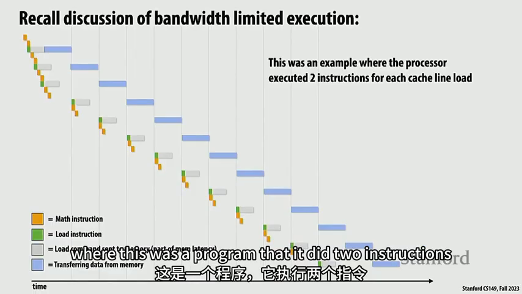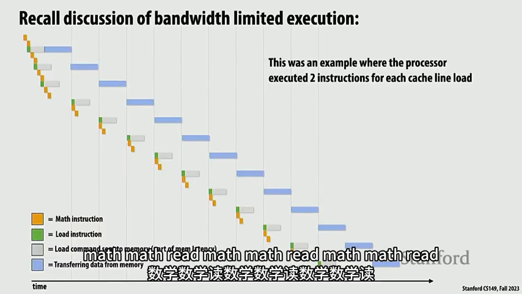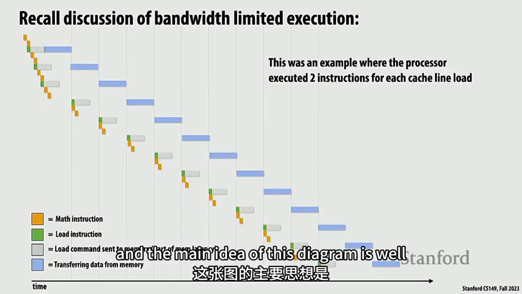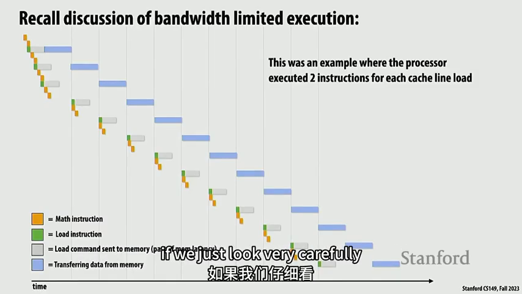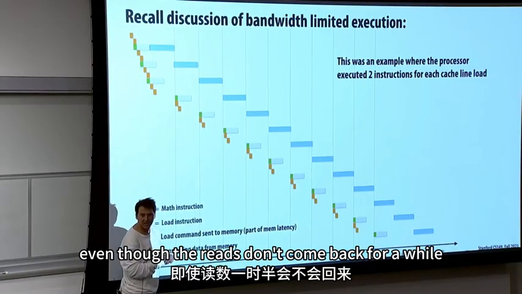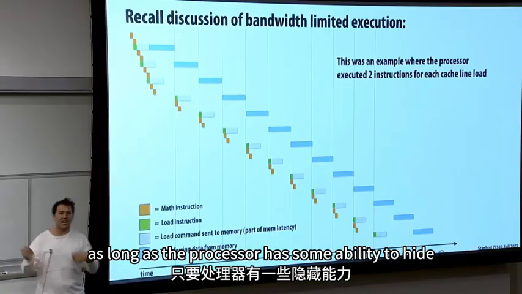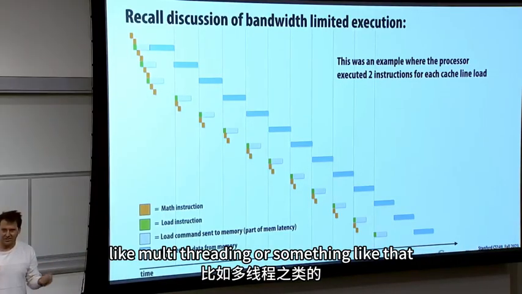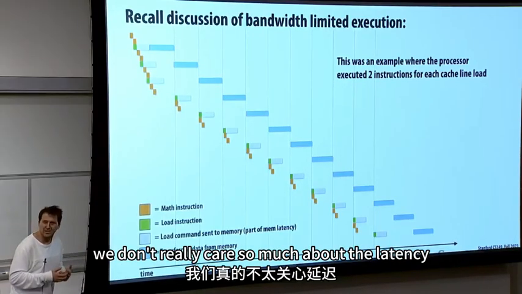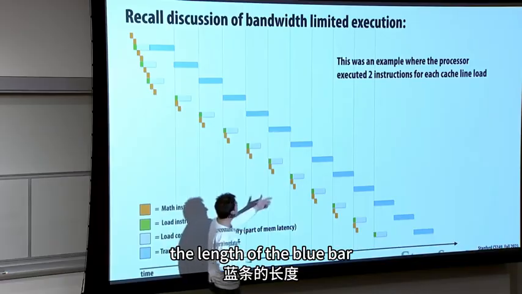And so that's why when I drew this, I drew an example like this, where, remember, it was a program that did two instructions and then a memory transaction. So it's math, read, math, read, math, read. And the main idea of this diagram is, if we look very carefully, first of all, even though the reads don't come back for a while, as long as the processor has some ability to hide the latency, like multi-threading or something like that, we don't really care so much about the latency. We actually care the most about the length of the blue bar.